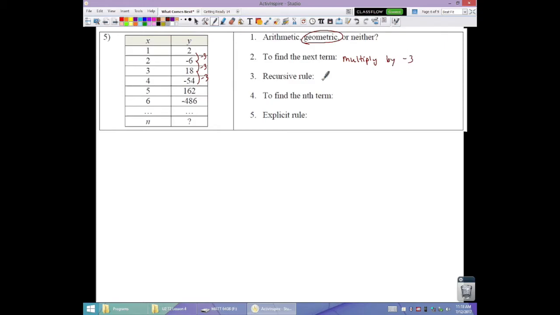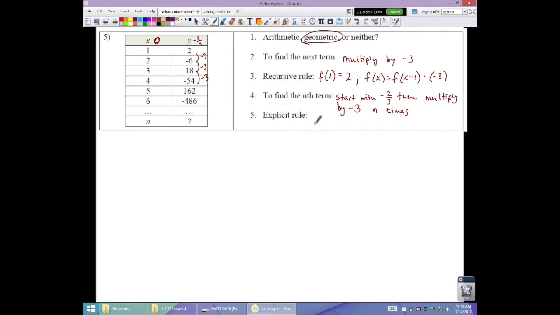Our recursive rule then is start at 2, and to get the next term, go back to your last one and multiply by negative 3. To find the nth term, well, again here we're going to need the 0th. So reverse your pattern. 2 divided by negative 3 is negative 2/3. So start with negative 2/3, then multiply by negative 3 n times.